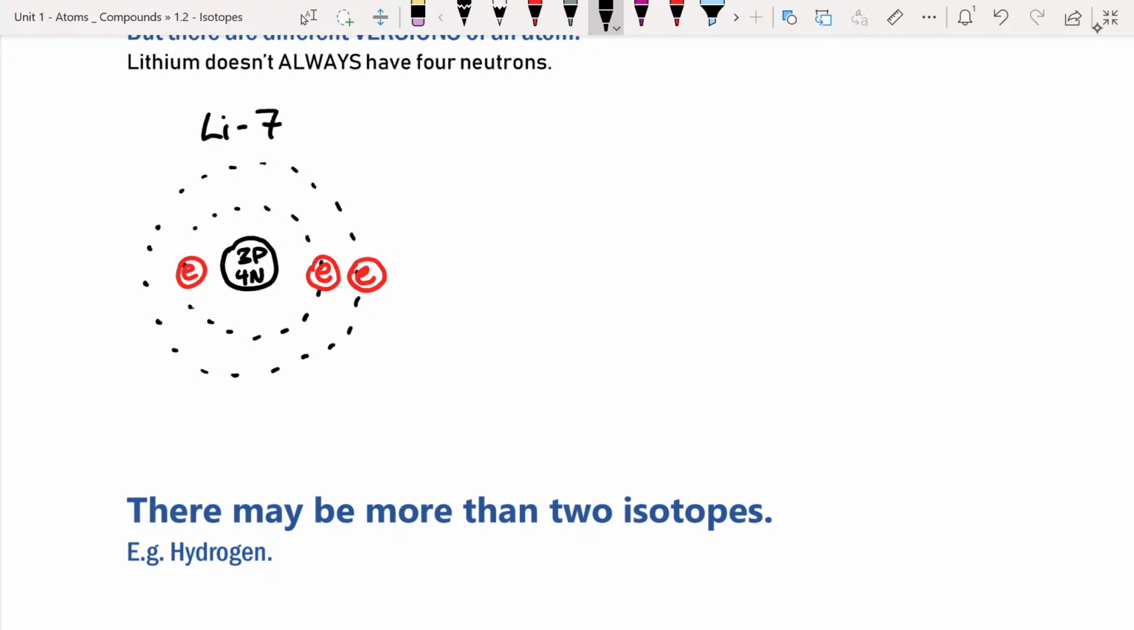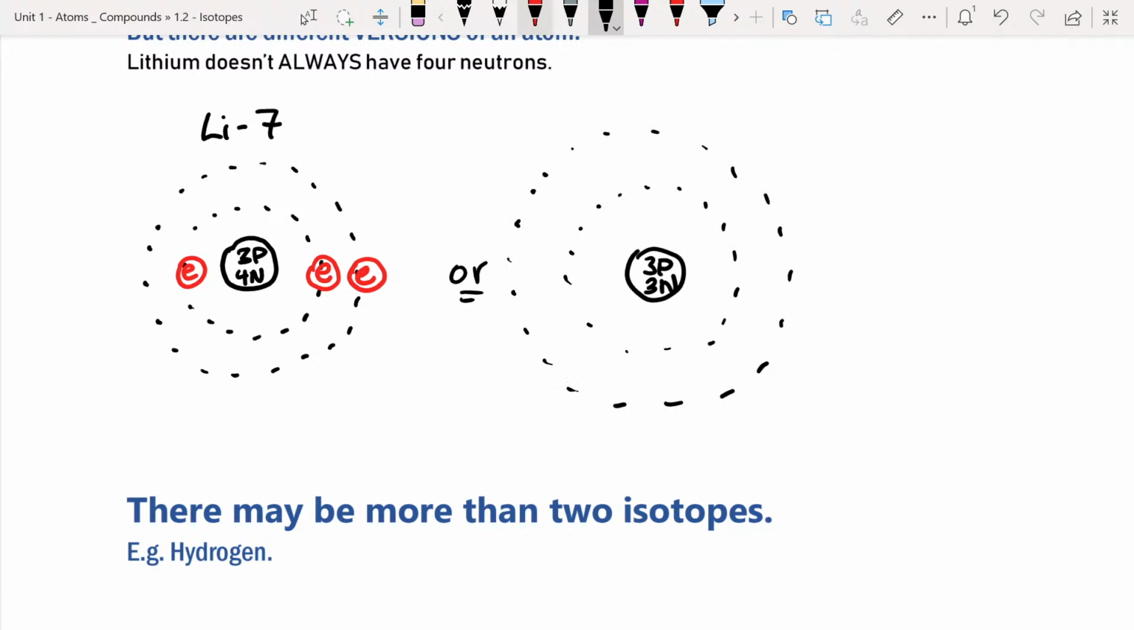Okay. So that's one version of lithium we see. But if you look in nature, we sometimes also see a version that has 3 protons but only 3 neutrons. And that can also be stable. Now, if it had 3 protons and 3 neutrons, how many electrons would it still have? Yep, still going to have 3. That doesn't change it. It still needs 3 electrons to be electrically neutral.